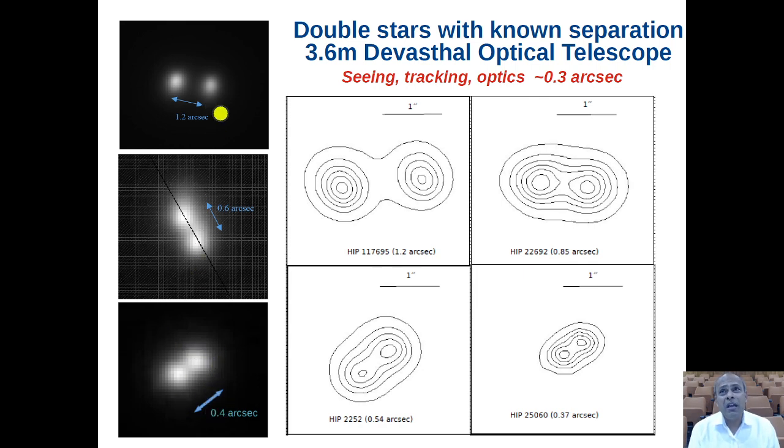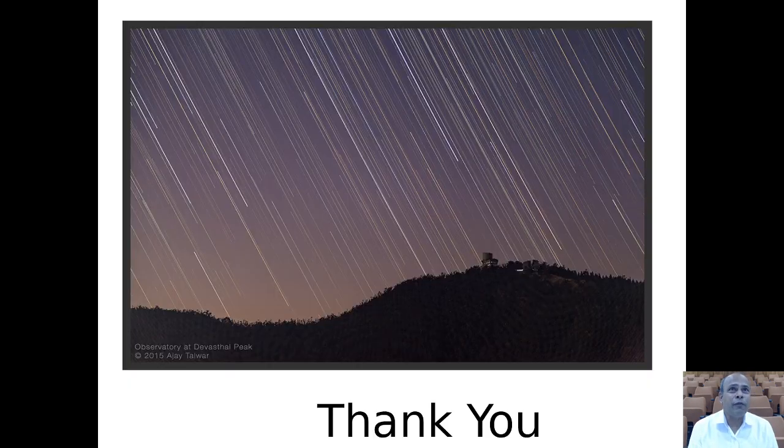So we imaged several double stars with a known separation with this 3.6 meter telescope, and these are the contoured profiles. So you can see the best images. This telescope has the capacity to resolve stars which are separated by 0.37 arc second, and we calculated that this is the effect of seeing. And of course the tracking comes into play because you expose the images, so the tracking factor is coming.